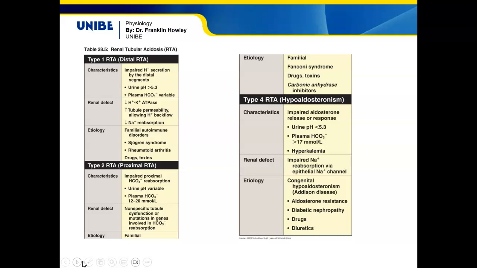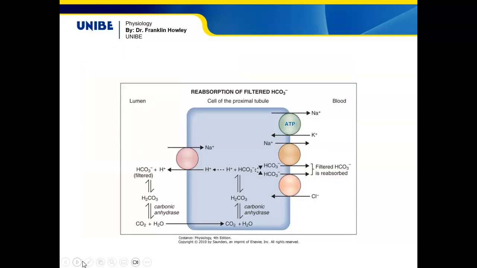And finally, we have hypoaldosteronism, so too little aldosterone. The patient will basically have a pH that is low. Plasma bicarbonate can be a bit higher than normal, but still low. And we have hyperkalemia because we're not secreting potassium. We also have an acidosis because we're not secreting hydrogen. So the effect here is an impaired sodium reabsorption by the epithelial sodium channels, or ENaC channels. So Addison's disease could be an example of this.